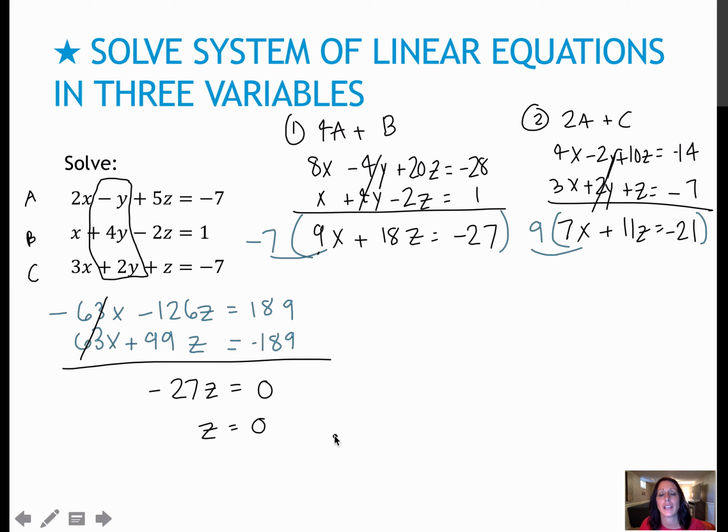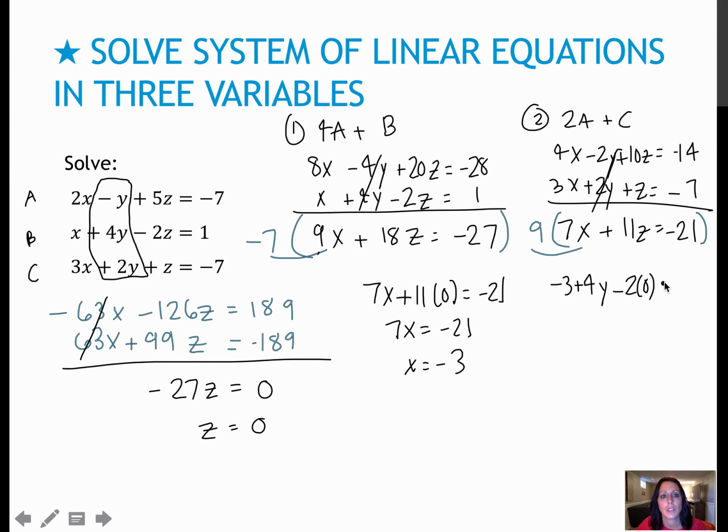Again, now to find my x value, I would plug it back into one of these two equations. So 7x plus 11 times 0 equals negative 21. So 7x is negative 21, so x must be negative 3. And then to find my final value, choose one of the original equations to solve for y. So I'm going to say x, which is negative 3, plus 4y minus 2 times 0 equals 1.